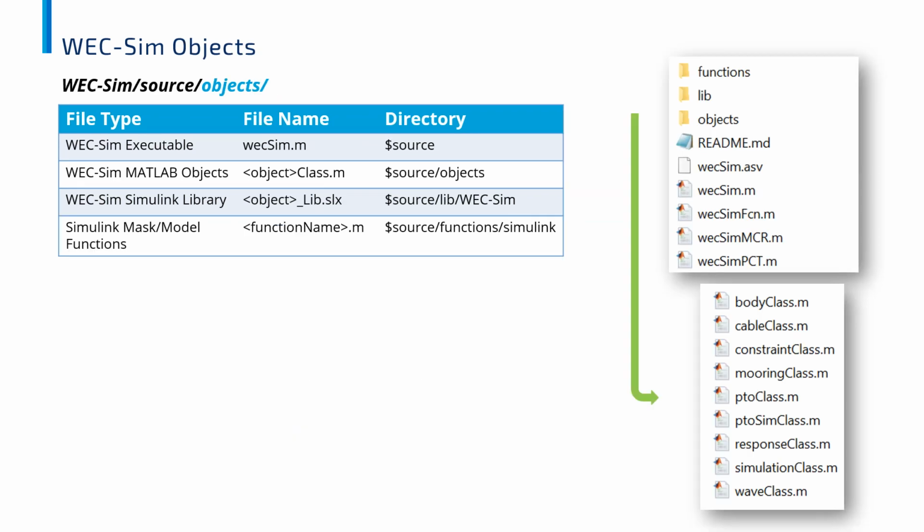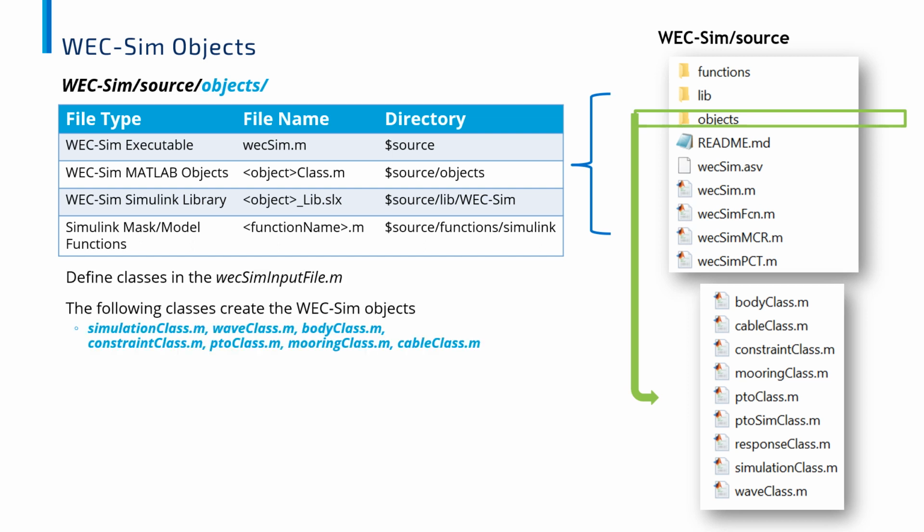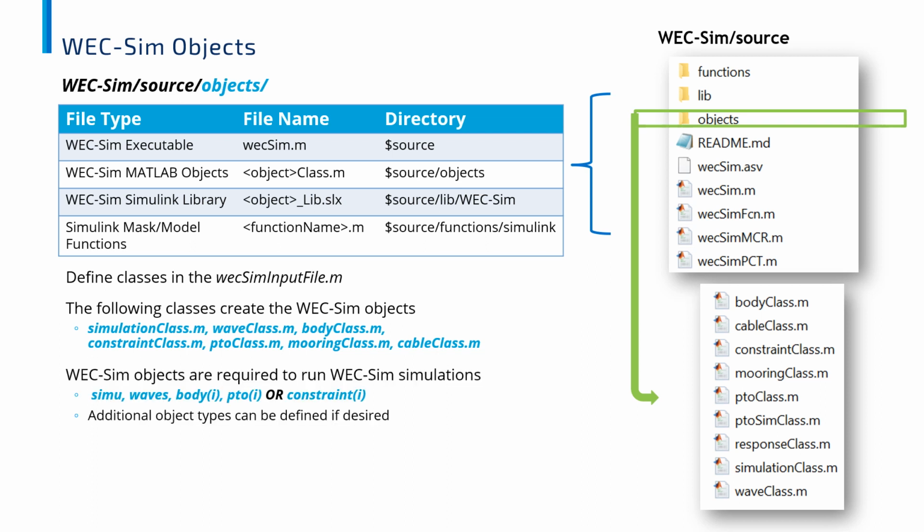The WEC-Sim objects that are initialized in your WEC-Sim input file can be found in the Objects subdirectory of your WEC-Sim source directory, and the list of all of the current object classes that are contained in the WEC-Sim distribution is shown there at the lower right. You'll note that not all of these objects actually affect what's happening within the simulation itself. In particular, note that the response class is used to generate the output structure once a WEC-Sim run finishes. A few others of these are related in particular to advanced features.